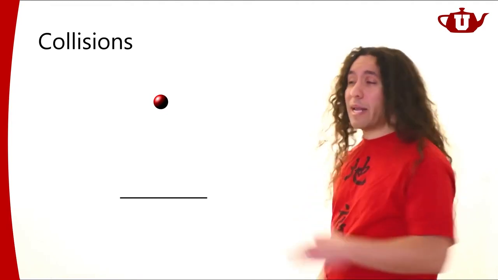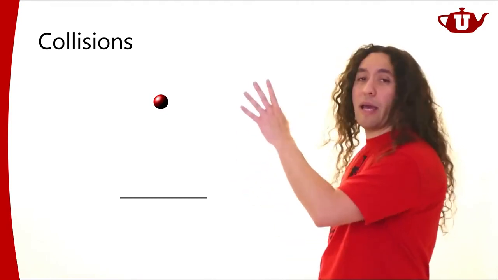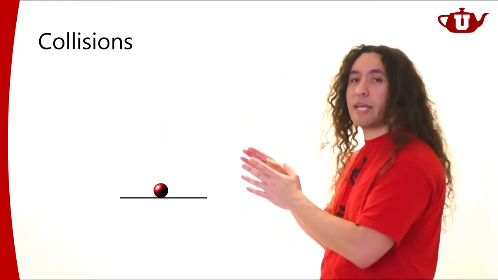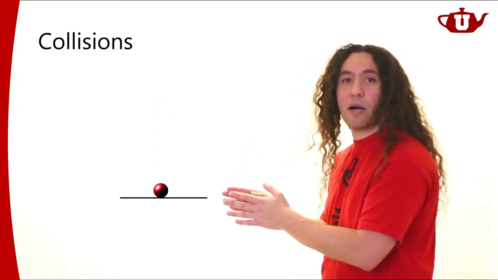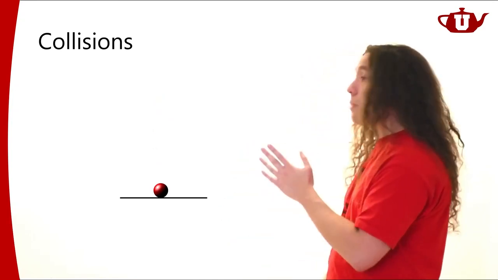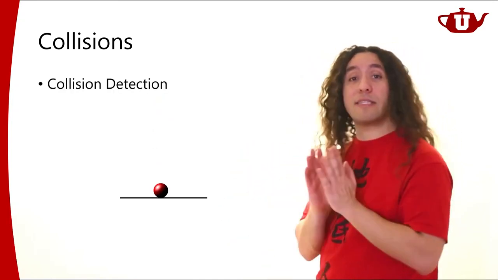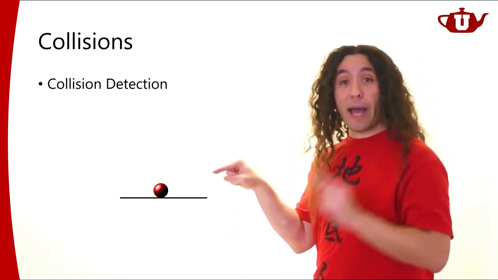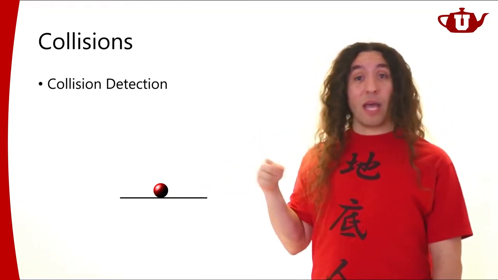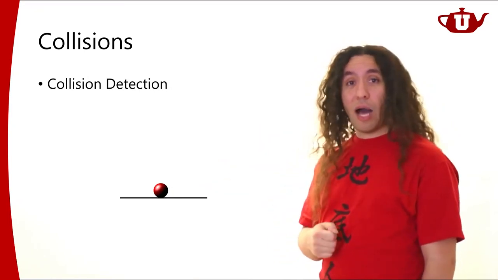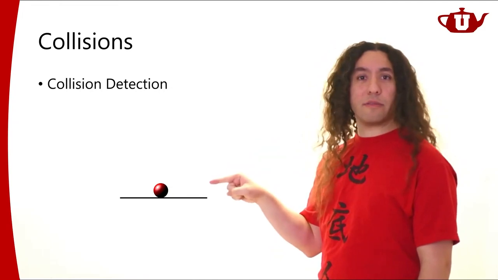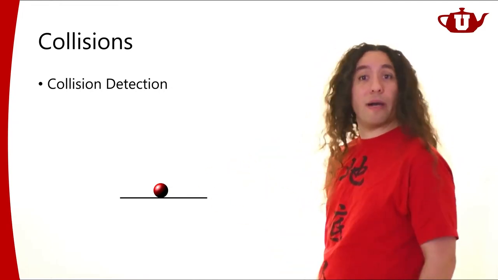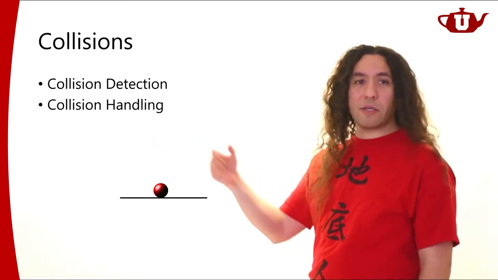For example, what happens with a collision is that I'm thinking about a particle colliding with some stationary object, like it's falling down and it hits this object, right? So the first thing that needs to happen here is collision detection. I need to know when this happens. And then once I detect a collision, I need to know what to do with that collision. I need to know what I am supposed to do once I figured out, okay, there's a collision, but now what? That would be the collision handling part.